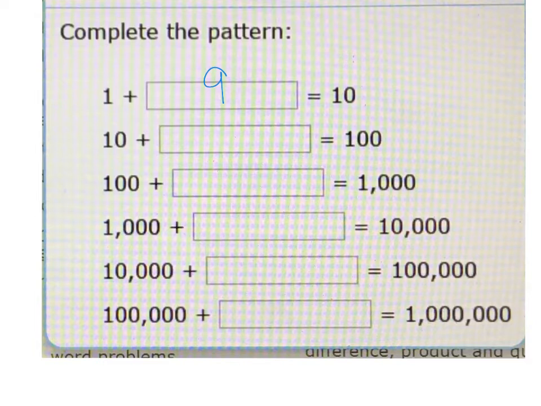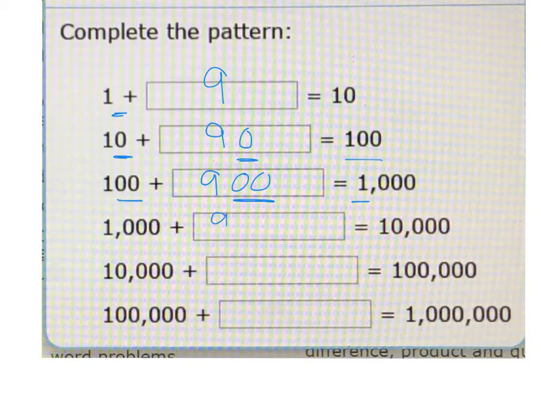So if 1 plus 9 equals 10, 10 plus what do you think is going to equal 100? I notice there's no zeros here, 1 0 there, and I know in my brain that 10 plus 90 equals 100. Okay, 100 plus 900 equals 1,000. Notice I'm mirroring the number of zeros in my question in order to go to the next, what would you call that, number column. 100 plus 900 is 1,000.